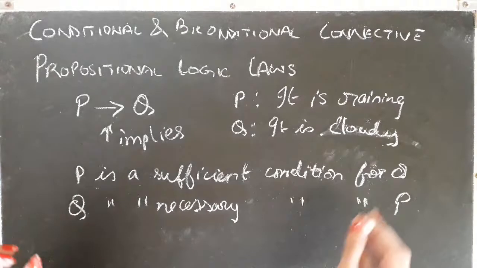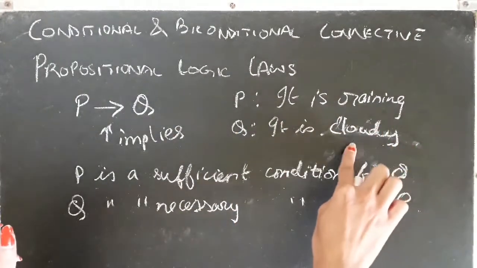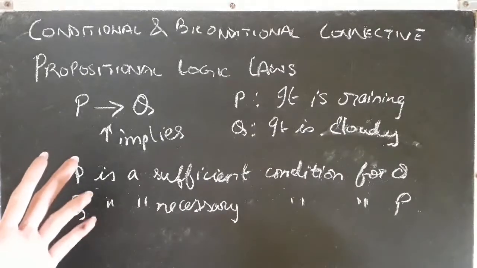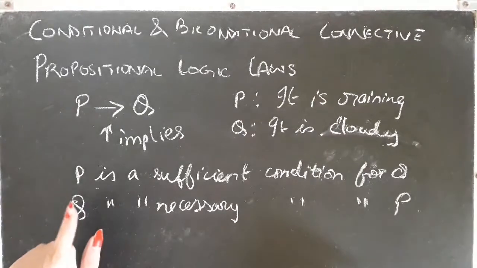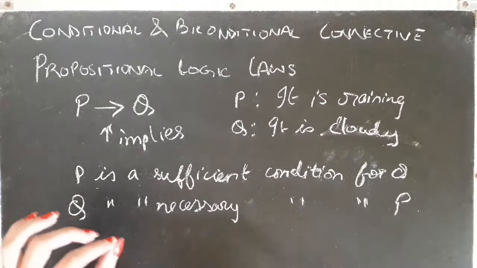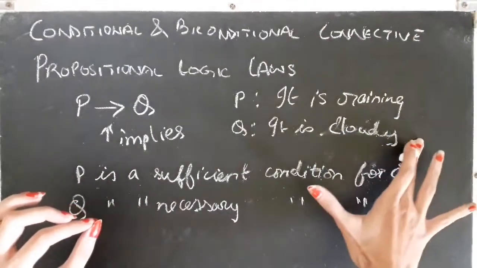That is, again, for it to rain, it is necessary that the weather should be cloudy. But if the weather is cloudy, it does not always mean that it will rain. It might happen that it does not rain. So the outcome is not guaranteed. But in case it has rained, then it is very much obvious that the weather was cloudy.